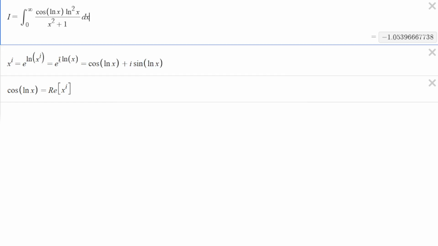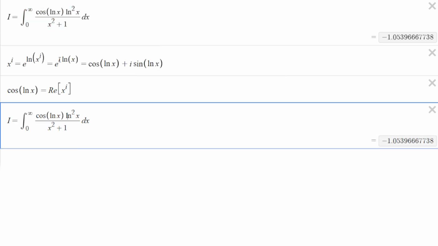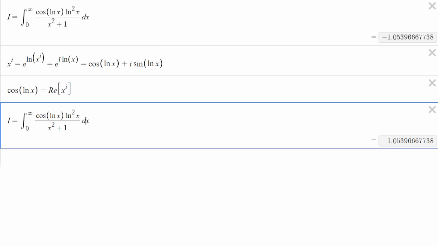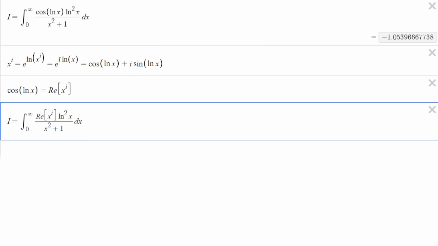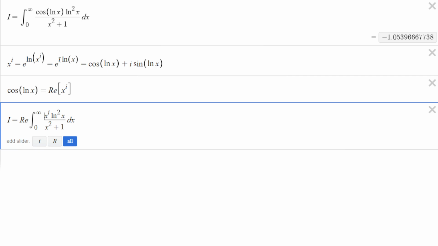All right, so what that allows us to do is rewrite our original integral by replacing this cosine natural log x with the real part of that. Now, we can bring the real operator right outside the integral right there. So it's just going to be the real part of this integral.